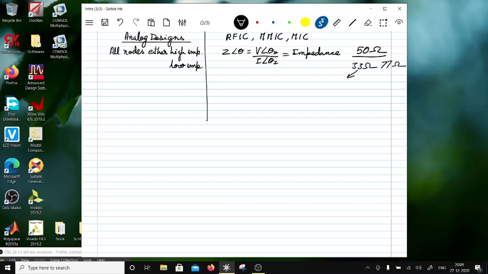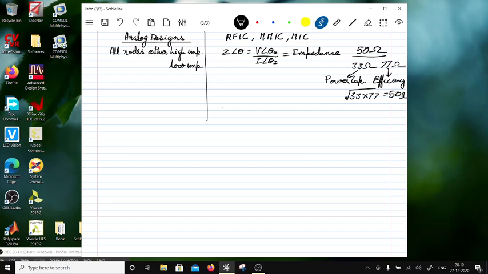So 33 ohms is the best for power capability, and 77 ohms is best for efficiency. The best compromise is a geometric mean of 33 and 77, which is approximately 50 ohms. So that's why, when you are cascading, all the terminal impedances of these components are going to be 50 ohms. Okay, so this is out of the way.